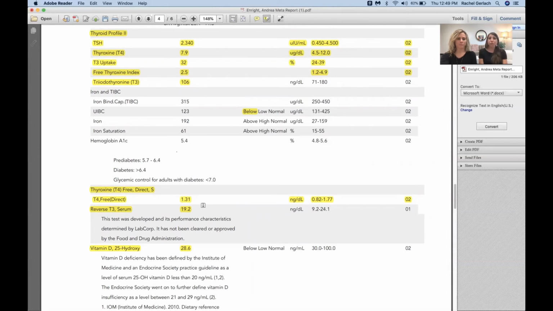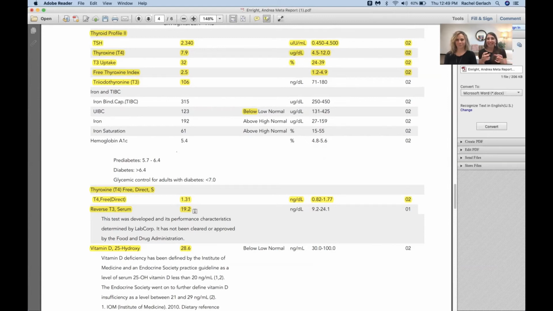Next, we see reverse T3. And reverse T3, that one's worth discussing too. Her levels are fine. I like to use 15 to 24 as the optimal range. 19.2 is fine. Let's talk about reverse T3. T3 is the active form of the hormone, right? Reverse T3 is a competitive binder. So what does that mean?